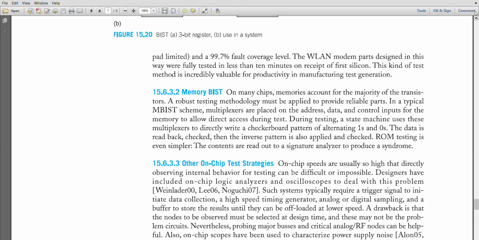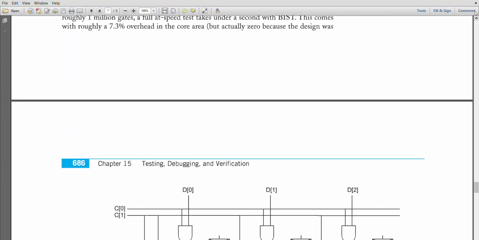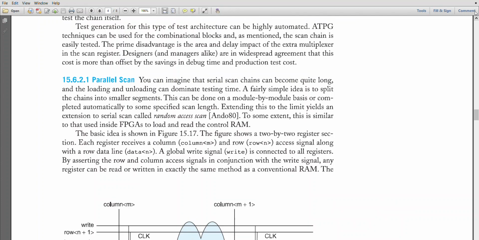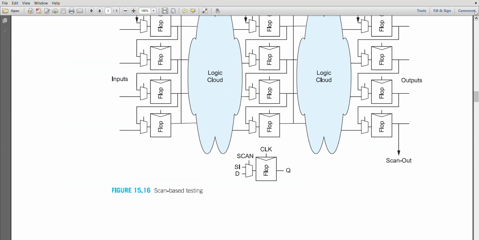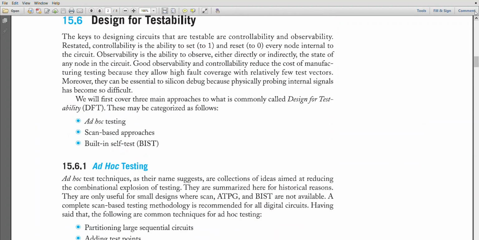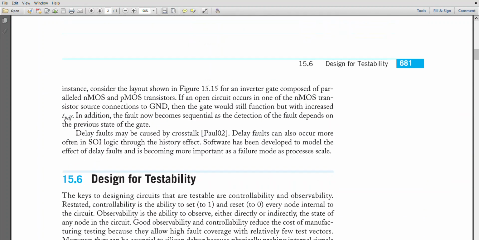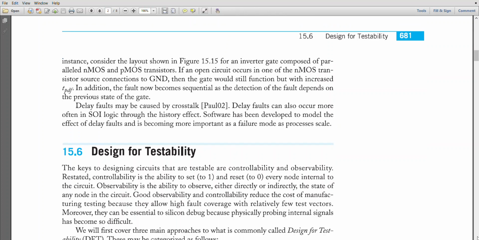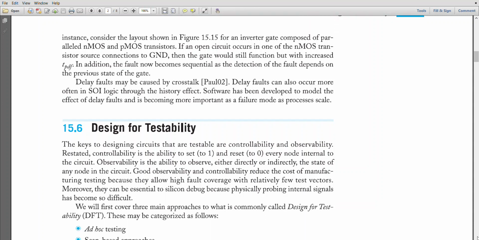So these are the different techniques which come under the category of design for testability. And again, I am saying that I will cover the scan-based design and built-in self-test technique in a separate lecture so that you can understand in a better manner. Because just understanding theory is not sufficient unless you apply it on a circuit. So in the coming couple of lectures I will cover it.